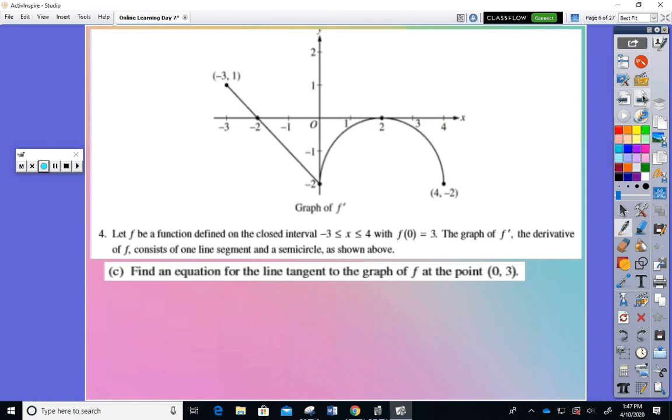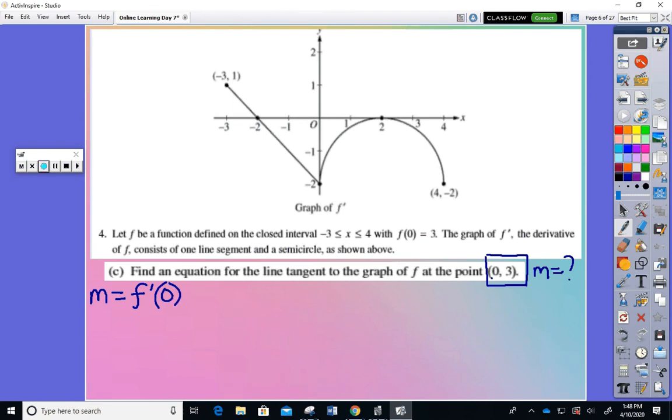All right, the next part. Find an equation for the line tangent to the graph of f, which we don't have, at the point (0, 3). So if I'm going to write the equation of a tangent line, I need a point, which I've got, and I need a slope. Okay? So if I want the slope, then I have to look at the derivative of f at 0.